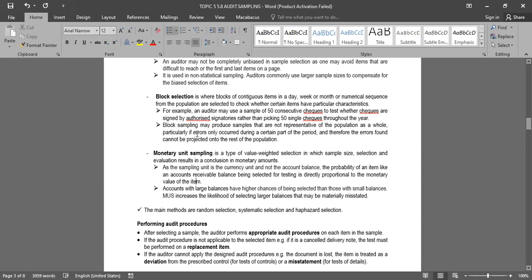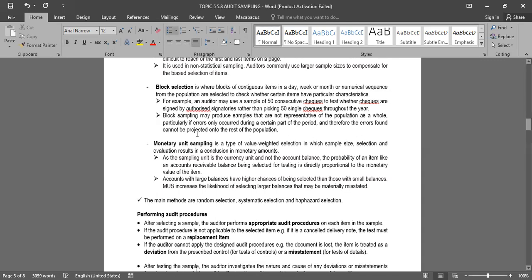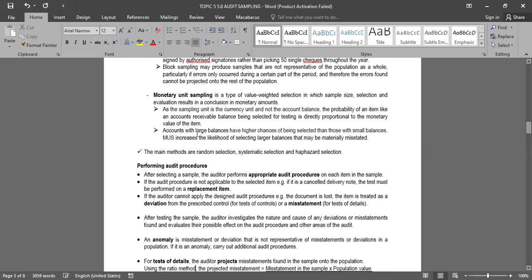Then you have the monetary unit sampling. This one here we normally look at more value, or we attach cost or the value of the item so significantly or so seriously. Then they say that here the main methods are random selection, systematic selection, and haphazard selection. They're the most common ones.